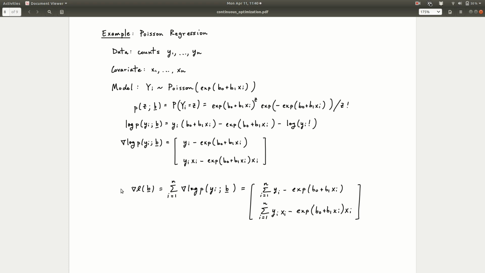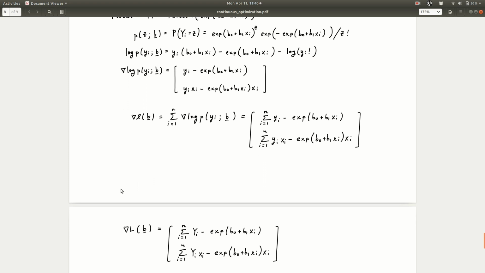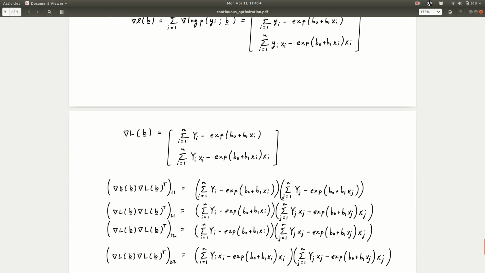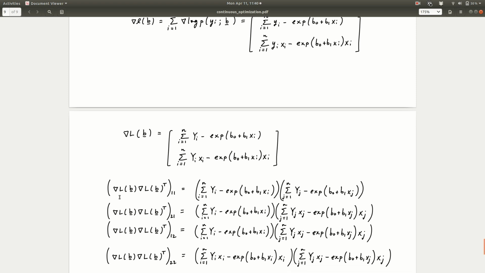Now for the next piece, we have to get the Fisher information. And the first step to that is looking at the random variable version of the gradient of the log likelihood. So I'm just taking this formula and plugging in capital Yi's for lowercase yi's. And then the Fisher information involves computing the outer product of this gradient with itself.